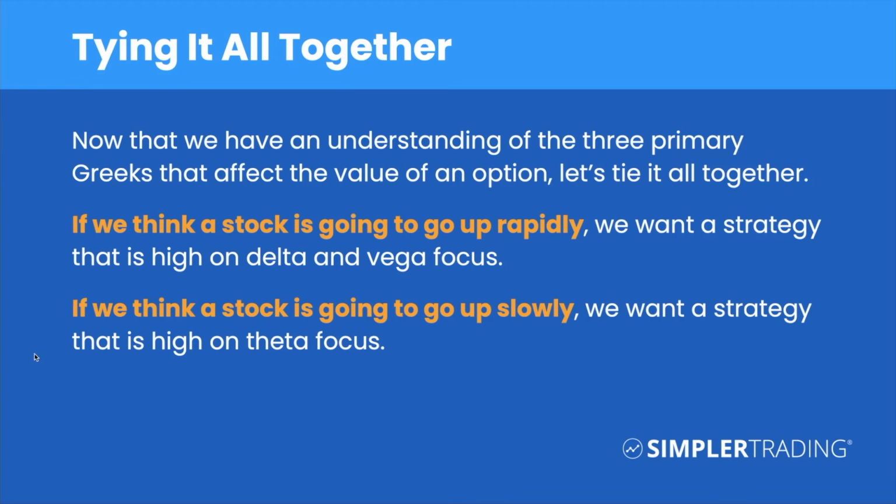So let's tie it all together. Now that we have an understanding of the three primary Greeks that affect the value of an option, let's tie it all together. If we think a stock is going to go up rapidly, we want a strategy that is high on delta and Vega. Delta being directional movement, Vega being implied volatility. If you think that a stock is going to go up very slowly, then you want a strategy that is high on theta, right? Because you want to be able to collect some premium as the stock is grinding slowly higher.